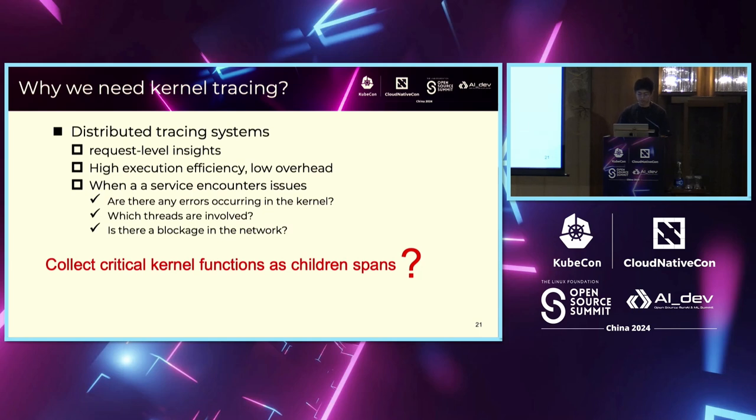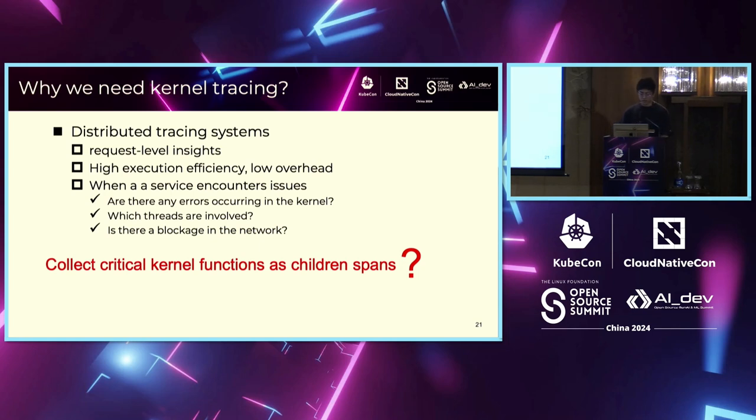However, we still face challenges in understanding kernel-level anomalies. When a service encounters issues and we can't find bugs in the code, it becomes crucial to understand what's happening at the kernel level. Maybe I want to know whether there are any errors occurring in the kernel, which threads are involved, and whether there is a blockage in the network.